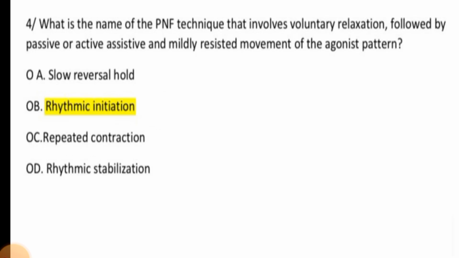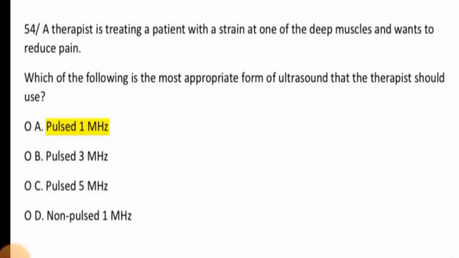What is the name of the PNF technique that involves voluntary relaxation followed by passive or active assistive and mildly resisted movement of agonist pattern? Option A, slow reversal hold, rhythmic initiation, repeated contraction, and rhythmic stabilization. The correct option is B.